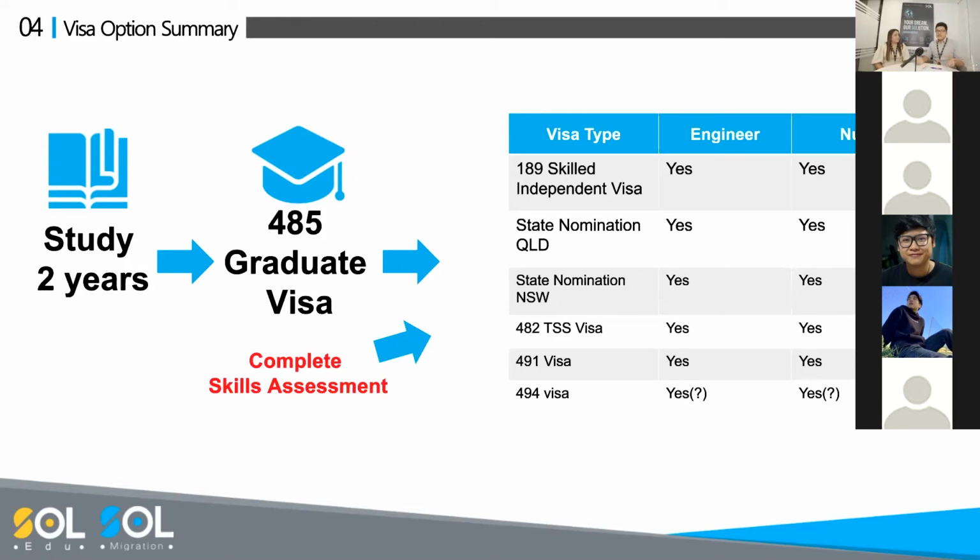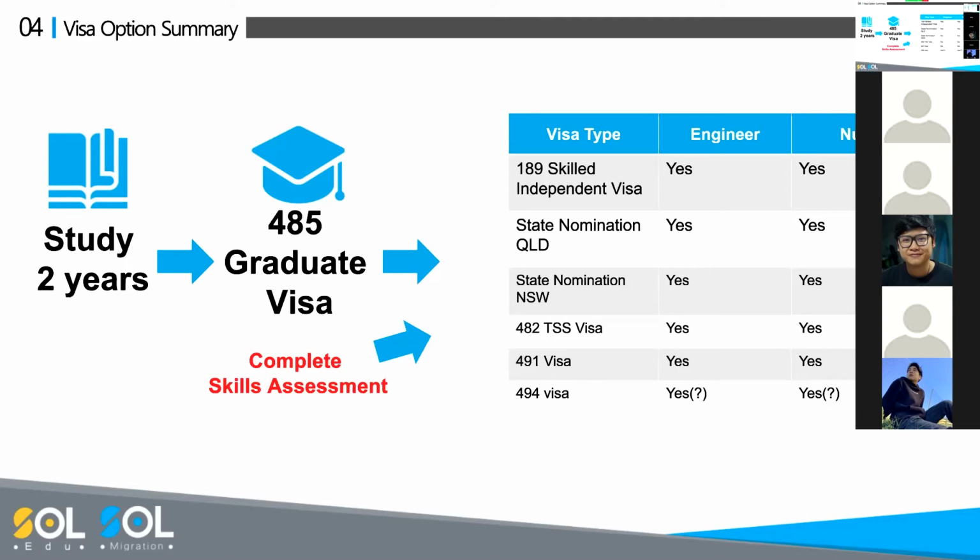Then what's next? If you have a positive outcome, think about how you get work experience, because most of the PR visas in Australia require work experience. And if you got a negative outcome, then whether you're going to stick with the engineering occupation or change to another occupation, that's okay, but I highly recommend studying in a regional area.